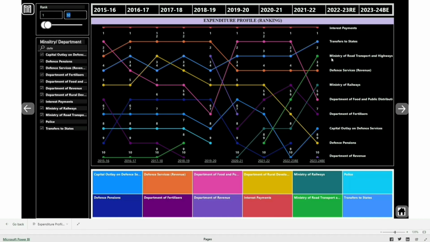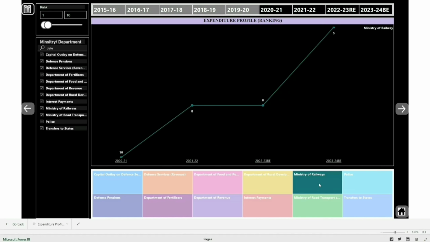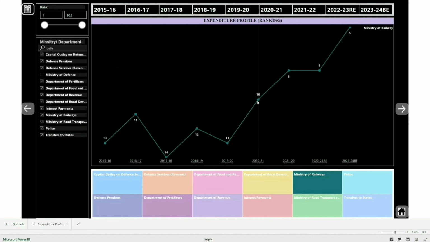But the one problem with this is, let's say Ministry of Road Transport, right? When you click on this, you'll see there's a gap here for 2019-20 and 2020-21. Similarly, for Ministry of Railways, you can only see the data for the years 2021 all the way to 23-24, right? This is because prior to 2021, the rank of this expense category was below 10, right? So use this filter very, very carefully.